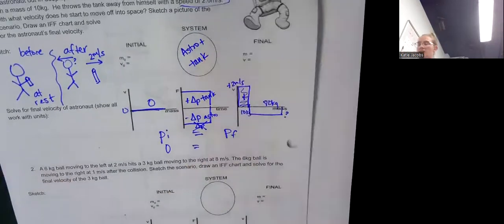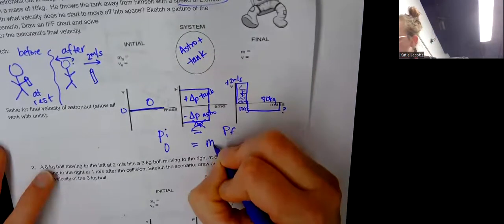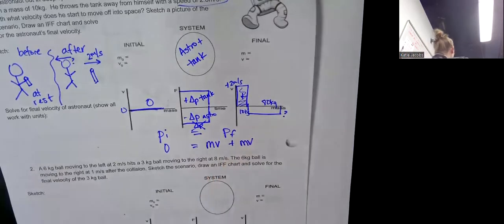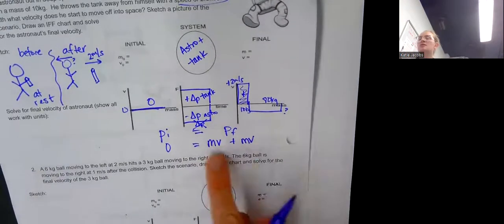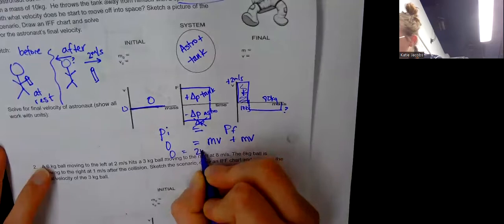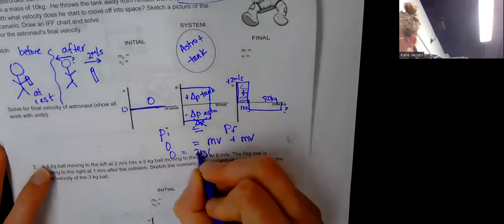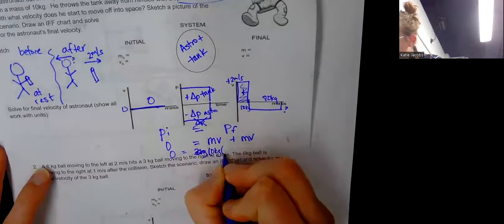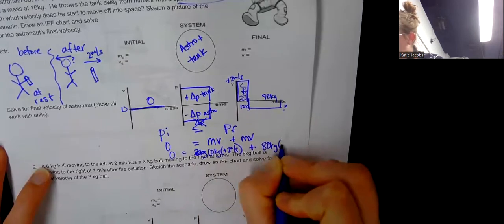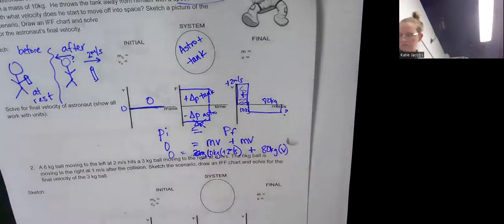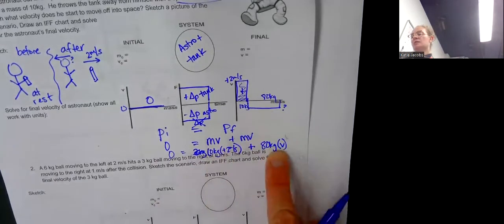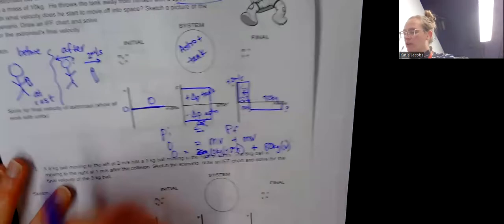On the right side of the equation, I'm going to have an MV for the tank plus a separate MV for the astronaut. The tank and the astronaut have 2 separate momentums because they're not together. I'm going to have 10 kilograms times positive 2, plus 80 kilograms times my unknown velocity. So I have one momentum that's known, one momentum that's unknown because that velocity is unknown. I'm going to continue this over here.